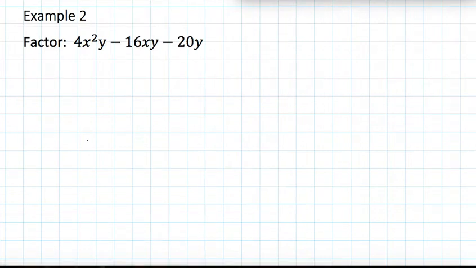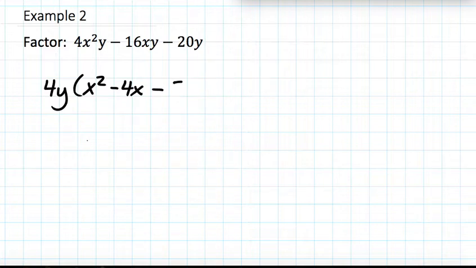Next we're going to do example 2. It's pretty similar to example 1. The difference here is I have two variables, x and y. In this case, my GCF is going to be 4y. So I see that there's a single y in each of the three terms, so the y can come out in my GCF. And then what I'm going to have left is x squared minus 4x minus 5.